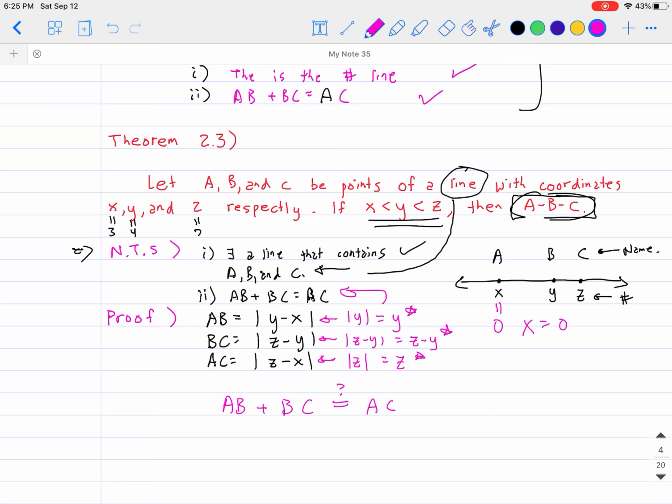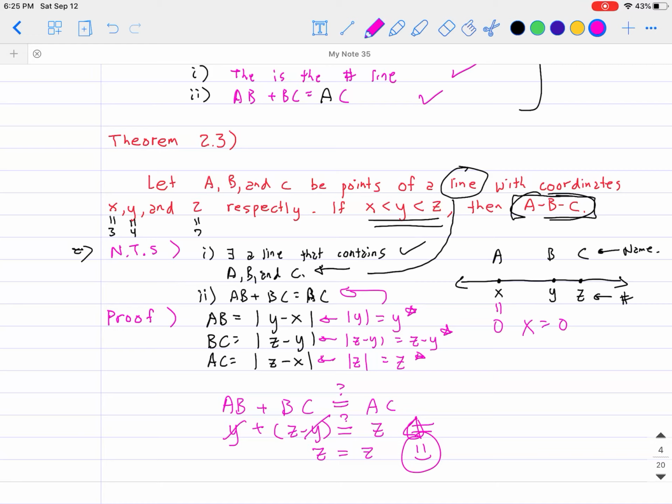So AB plus BC, is it equal to AC? Well, according to what I have, AB is equal to Y, and then we have BC is equal to Z minus Y. And now the question is, is that equal to Z, which is equal to Z? If this equation right here is true, then that means we are done. And I definitely do think so, because Y minus Y plus Z is equal to just plain old Z. So Z is equal to Z, and that is going to be our proof.